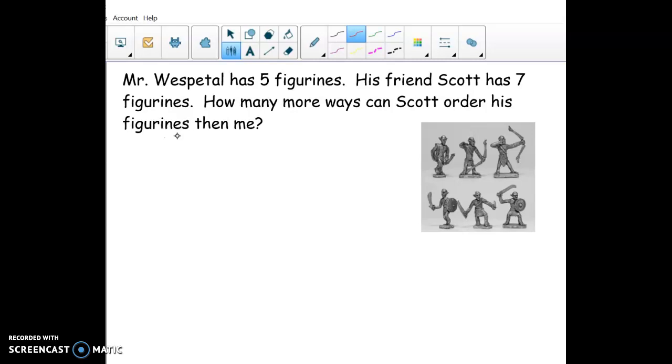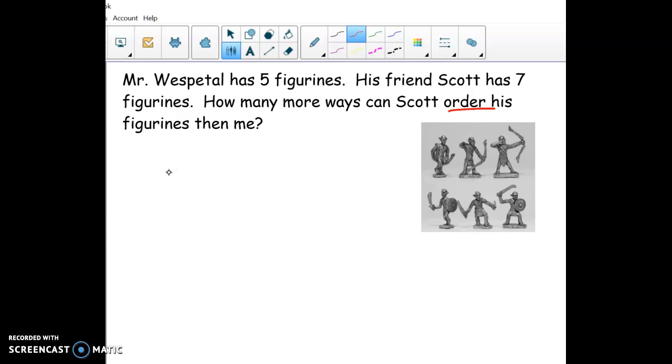A buddy of mine in college named Scott, he would paint these tiny little figurines. I don't know if he used them for board games or what, but he enjoyed painting these things. So, anyways, I have 5 of them. Scott has 7. Let's say we're gonna have a giant battle. How many more ways can Scott order his figurines than me? Right. So your hint here is this order is the keyword. So pause the video, give it a shot. I'd do that on pretty much all the questions.